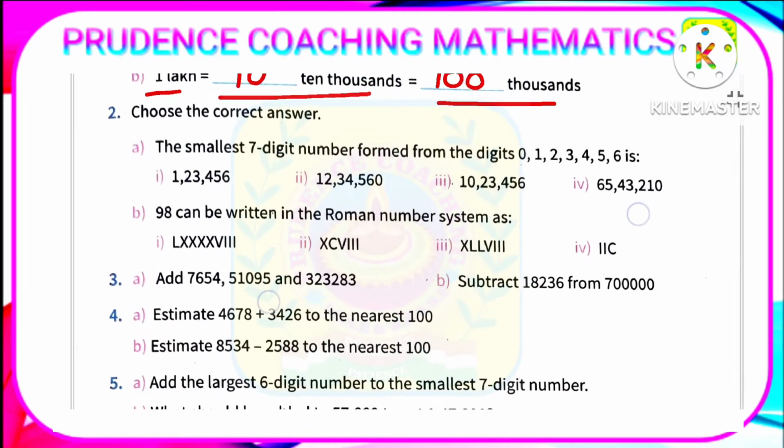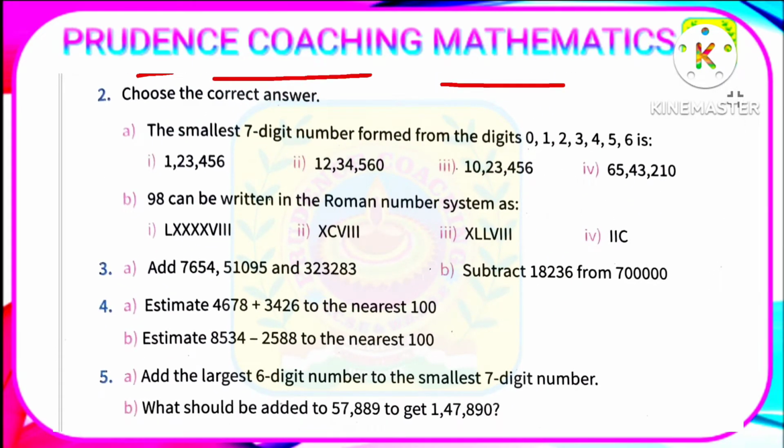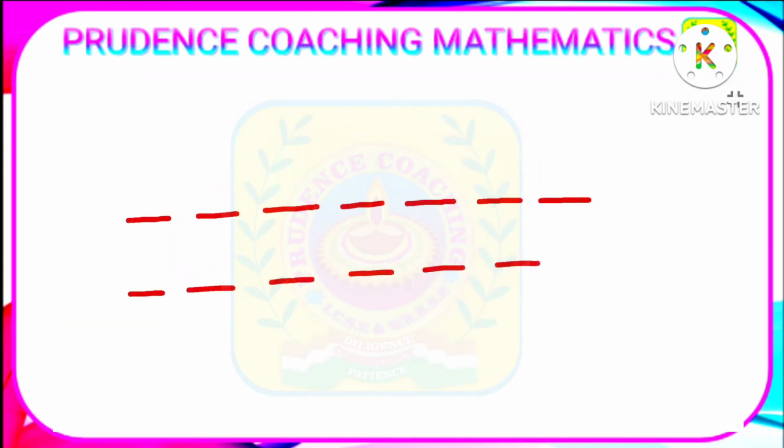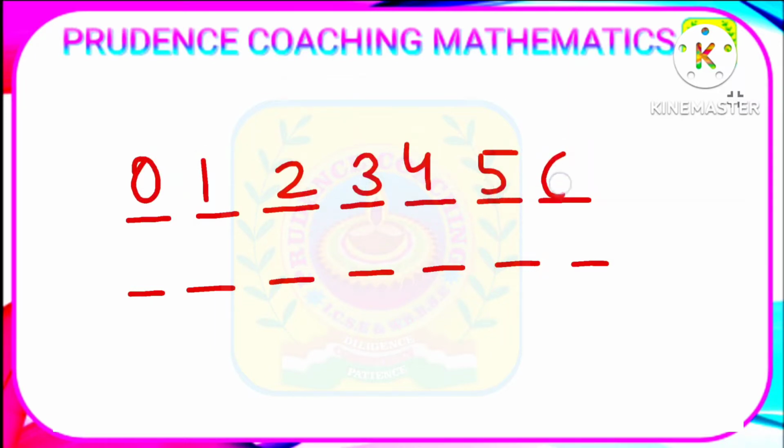Next, we need to choose the correct answer. Number A: the smallest 7-digit number formed from the digits given: 0, 1, 2, 3, 4, 5, 6. So you need to clear a concept over here. You are asked to write the smallest 7-digit number, so 1, 2, 3, 4, 5, 6, 7, you are going to write a 7-digit number. Now if we write the numbers given in ascending order, that is 0, 1, 2, 3, 4, 5, 6, these are the digits given.